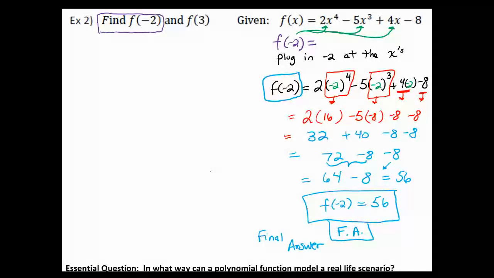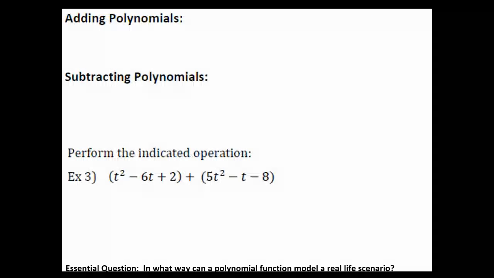Okay, so we did f of negative 2. Now I want you to do the second one, f of 3. Hit pause, please, and do it on your own.